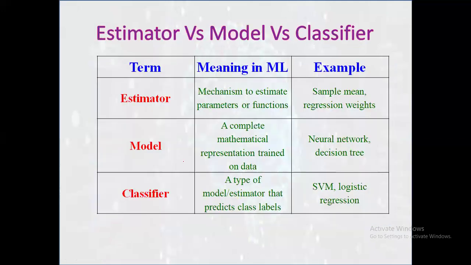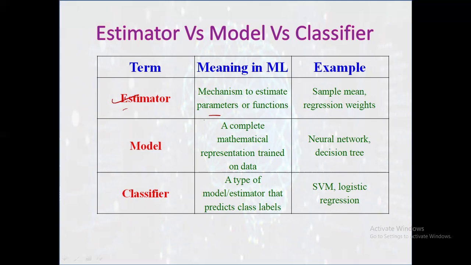Next, if you take the comparison between estimator, model, and classifier: an estimator in machine learning is any process or function that calculates an estimate of a parameter or relationship based on data. For instance, using maximum likelihood to estimate the probability of a class label is an estimator.